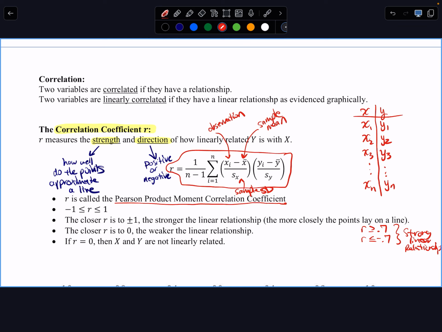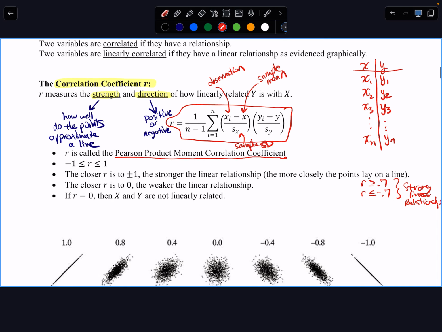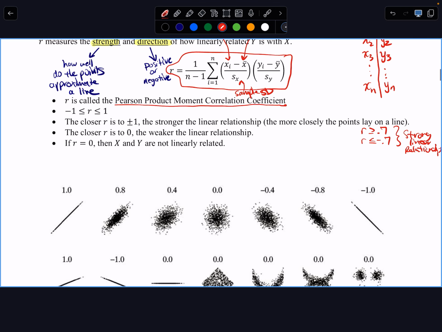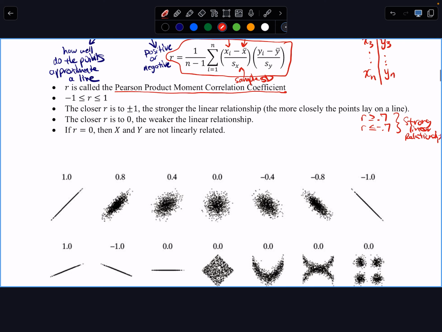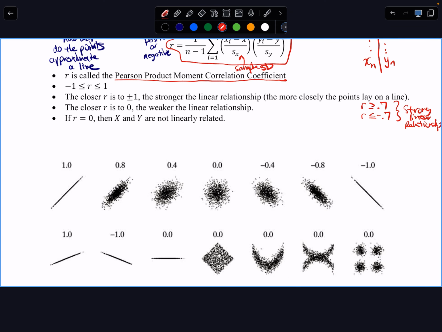And of course, if it's not strong, it's getting to the weak side of things. If it equals 0, then we'll say that x and y are not linearly related. So I have some drawings down here, or some pictures, of several different correlation coefficients. If you look at the ends of this top row here, these above are the values of r. Notice here, when r equals a positive 1 or r equals a negative 1, we have a perfect linear relationship, right? Because those points are all on a line.